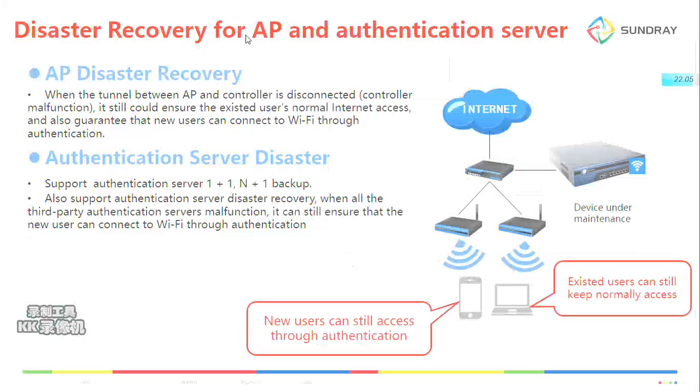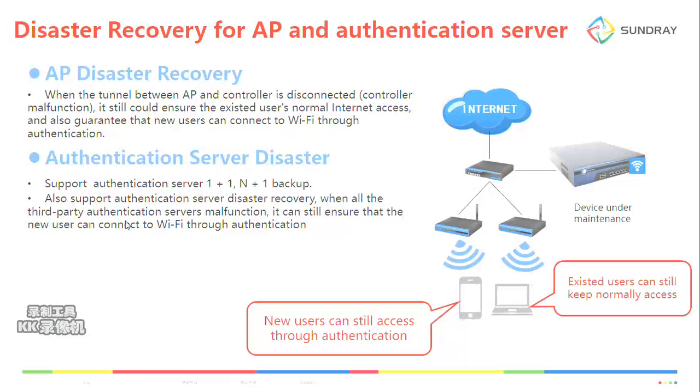So next here we have the AP disaster recovery for the access point. When the controller goes down, the access point will give out the disaster recovery SSID. This SSID only supports open or PSK. So if you set the PSK, the IT administrator has to distribute the password for the disaster SSID to your employees in advance. So when the disaster SSID comes out, the user can connect with the password.